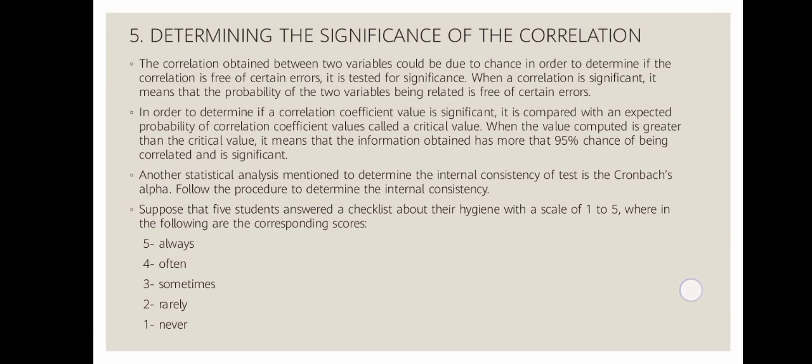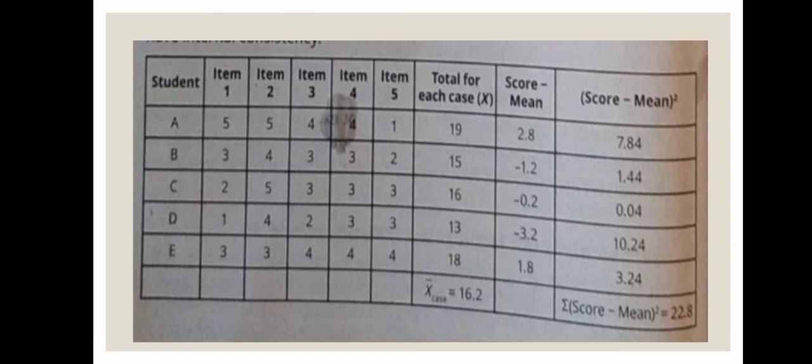Another statistical analysis mentioned to determine the internal consistency of a test is the Cronbach's alpha. Follow the procedure to determine the internal consistency. Suppose that 5 students answer a checklist about their hygiene with a scale of 1 to 5, wherein the following are the corresponding scores: 5 always, 4 often, 3 sometimes, 2 rarely, 1 never. So here, there are students A, B, C, D, E. For item 1, A got 5, and so on, up to item 5.